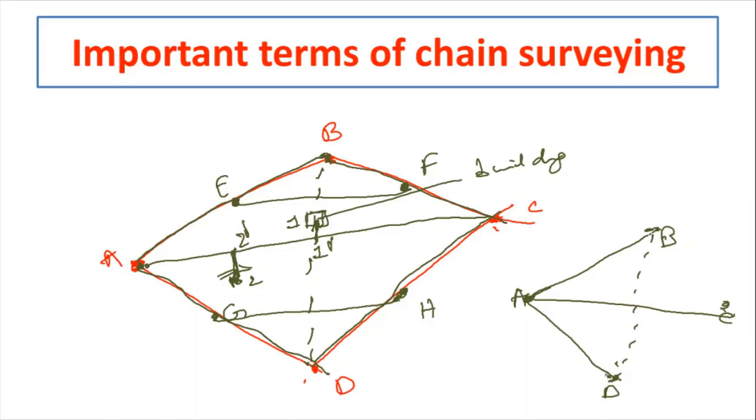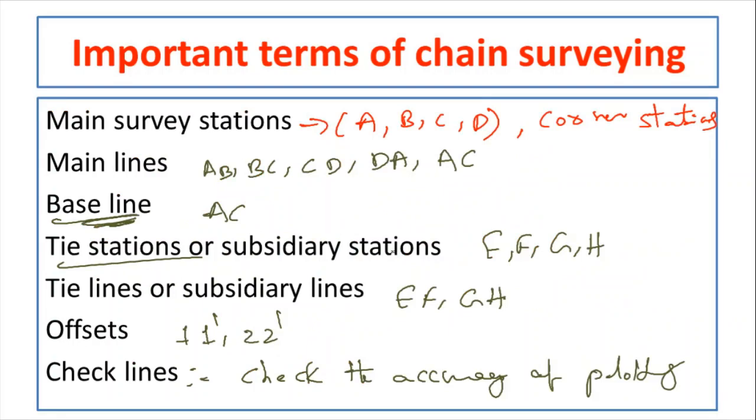So the line BD need not be plotted on the diagram, but what we have to do is measure the distance between B and D, and check whether it is according to the actual distance between BD or not. Okay, so these are the important terms of chain surveying.